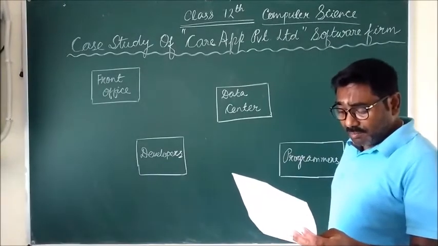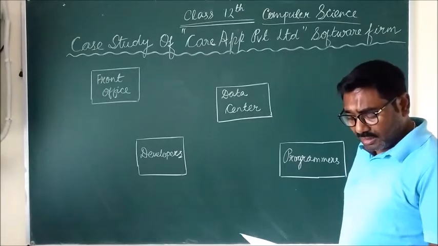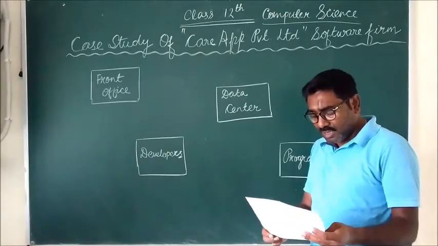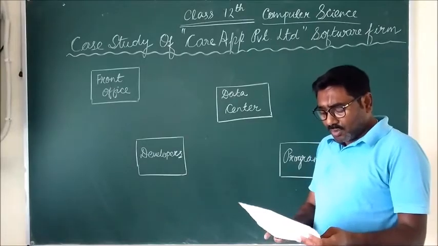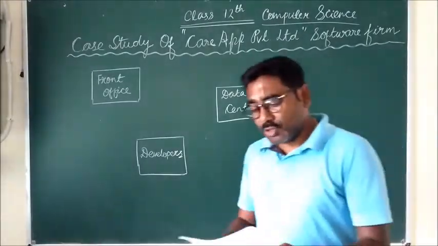Then the number of computers are: the front office has 85 computers, data center 70 computers, developer 30 computers and the programmers have 35 computers. Okay, now come to the question.